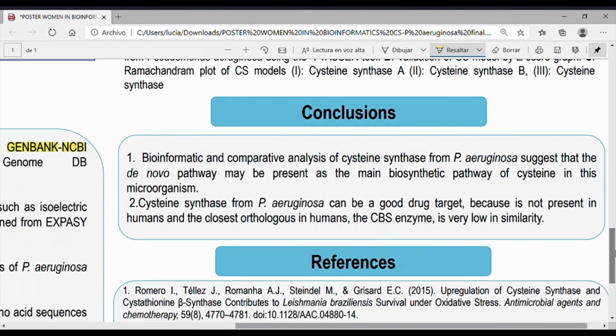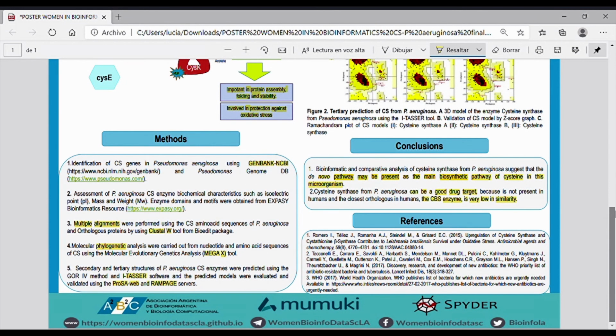Thanks to the study, it was concluded that bioinformatic and comparative analysis of cysteine synthase from Pseudomonas aeruginosa suggests that the novel pathway may be present as the main biosynthetic pathway of cysteine in these microorganisms, and cysteine synthase from Pseudomonas aeruginosa can be a good drug target because it is not present in humans, and the closest ortholog in humans, the cystathionine beta synthase enzyme, has very low similarity.